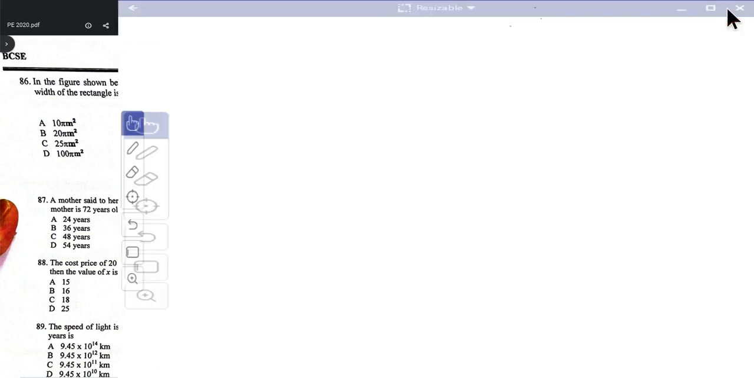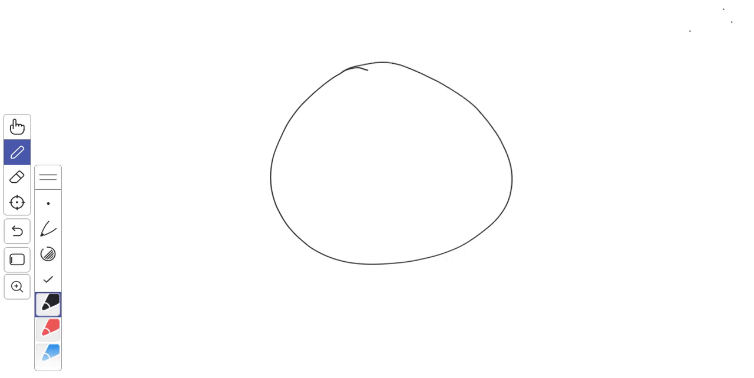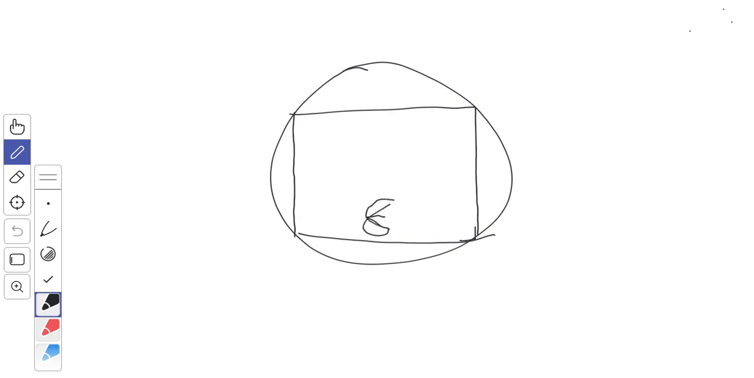Now if you look into how it's given, a figure is given. We have a circle, and inside the circle we have a rectangle, like this. The length of the rectangle is given as 8 and the height of the rectangle is given as 6. Now we are asked to find the area of a circle.